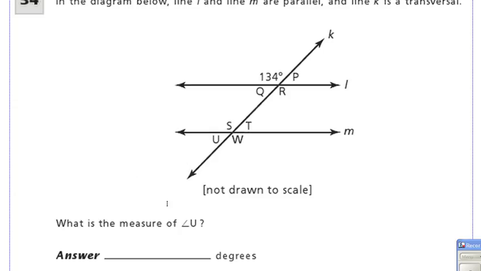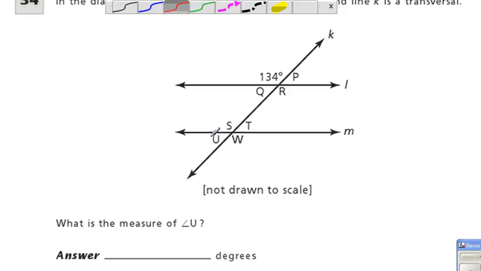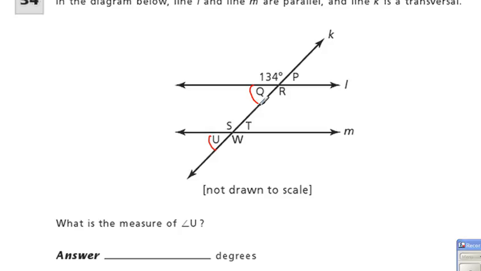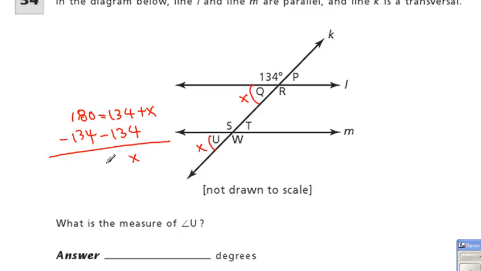Now here we have our measure of angle U. Now you will realize that angle U is same as angle Q. See by the corresponding angles, same question all over again. So we have 180 is equal to 134 plus, let's call this one as x, and this will be also x. Therefore, when you subtract 134, we'll end up getting x being equal to 46. Therefore, it'll be 46 degrees.